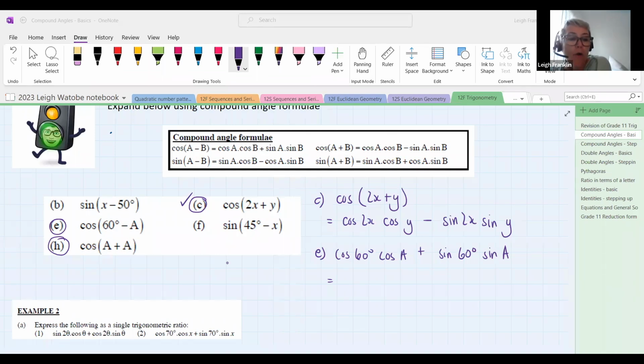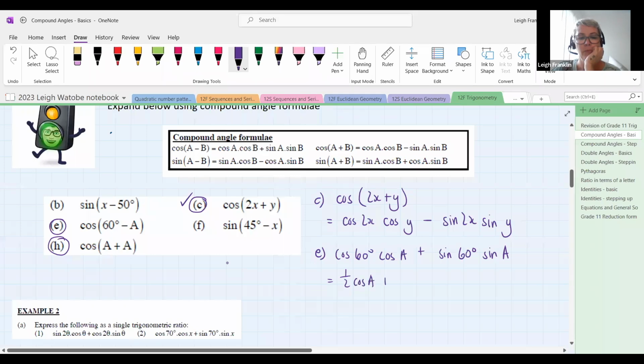Okay, all right. Well, E is incomplete at the moment because we've got special angles in there. Do you want to complete it? Yes, ma'am. Okay, go for it. It's going to be cos 60 cos A plus sine 60 sine A. Yes, lovely. Then it's going to be half cos A plus root 3 over 2 sine A. There we go. Lovely.